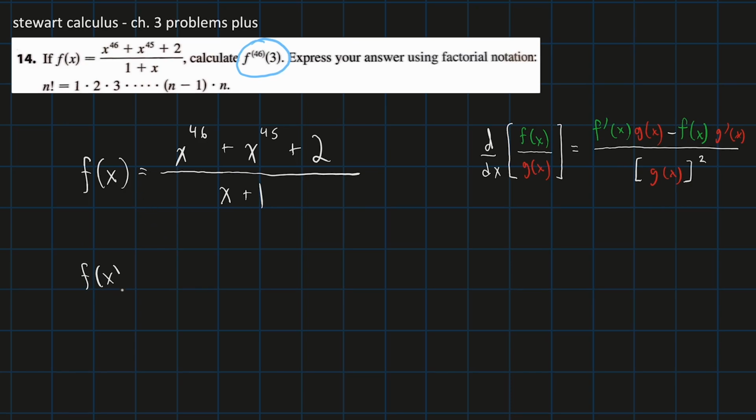And one way I see that we can do it is that we can factor out an x to the 45 from these first two terms. And that's going to help us because then we'll get an x plus 1, and that can cancel with the denominator.